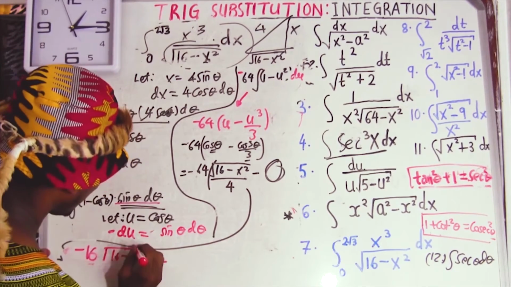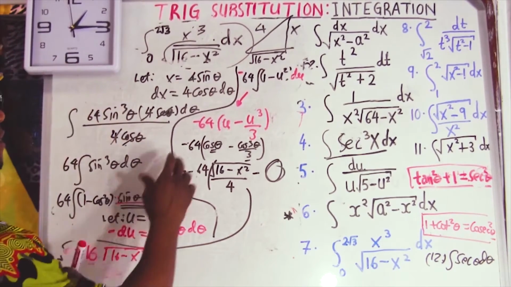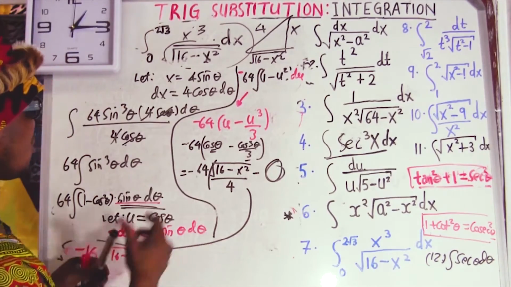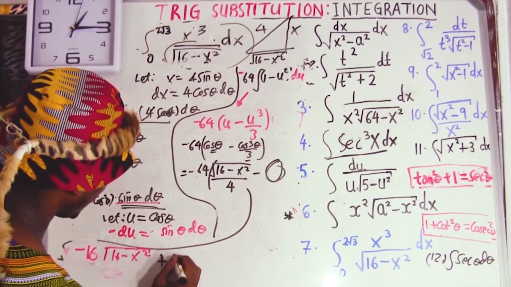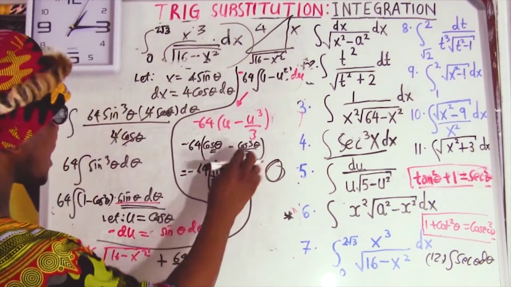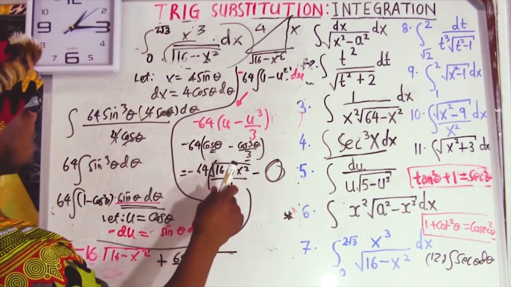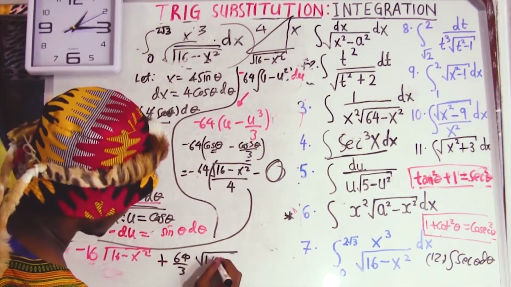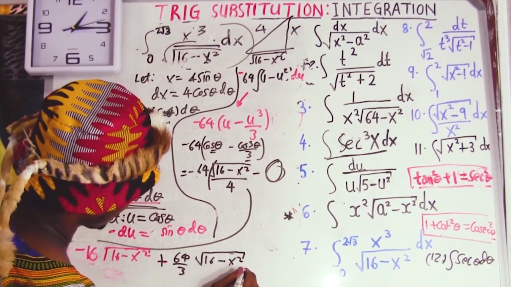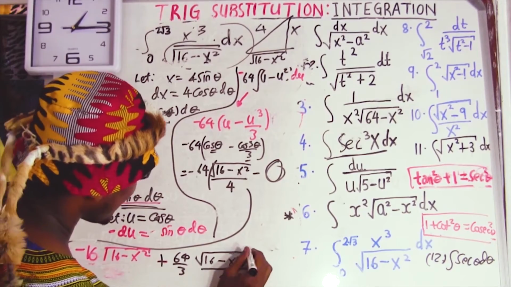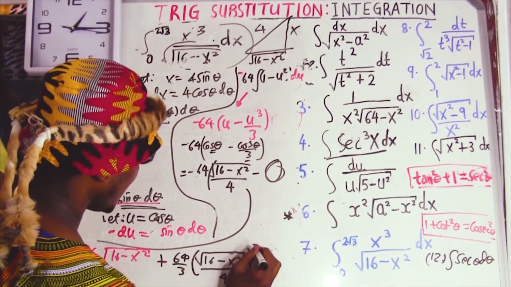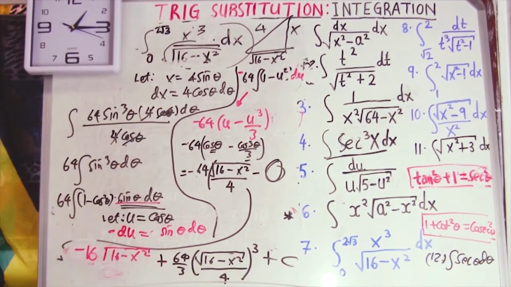Okay, now we minus. This one is going to give you negative positive, so it's going to be positive here, 64 over 3. Now we come to the cos cube. So by cos we know equal to, what is the cos? 16 minus the x squared over 4, but this must be what? Cubed, and then we plus c. So that question is done.